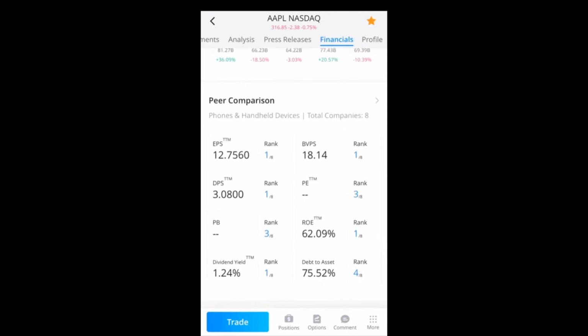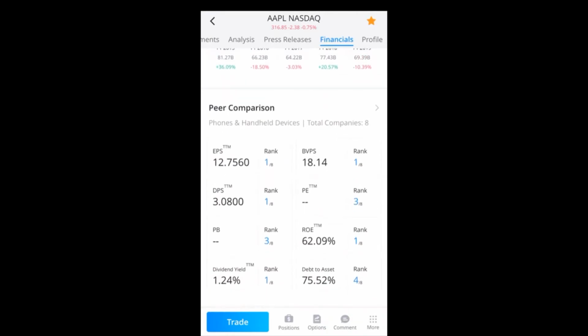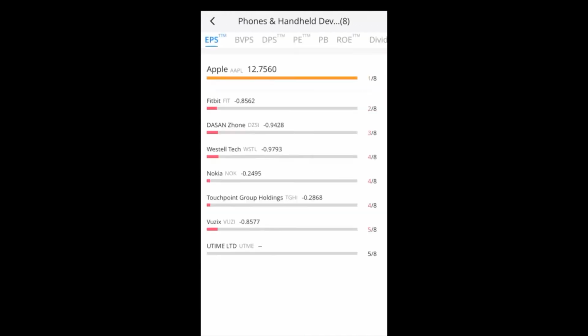And you can look at peer comparisons. You can compare Apple against other companies within their industry, and you can see the names of those companies listed below. As you can see here, no one really compares to Apple. Like, I wouldn't compare Fitbit to Apple. I don't even know what Daisen Zone is. Maybe that's a phone in another country, maybe China, not really sure. Nokia doesn't compare, doesn't even get close.